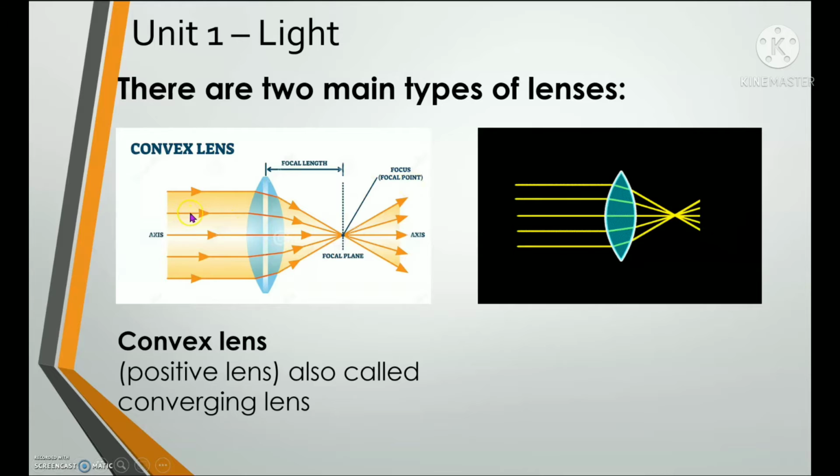Again, when the light rays, or the parallel lines, pass through a convex lens, the light is bent, or converges, into a single point, which is called a focal point. So what is this phenomenon called? It's called refraction, which we already talked about on our previous topic.